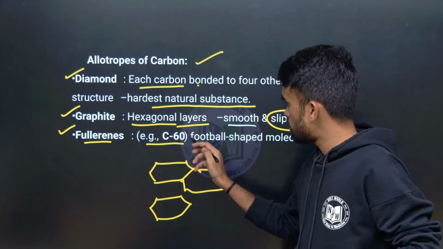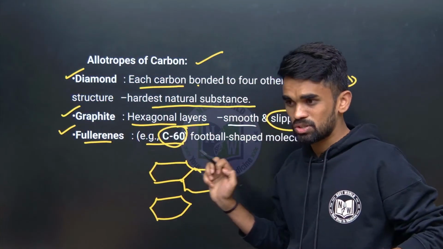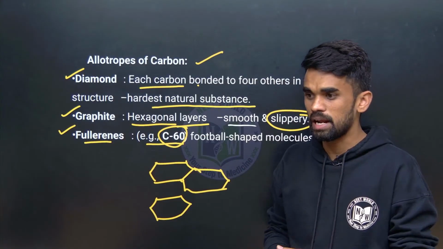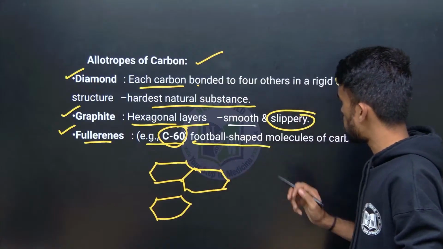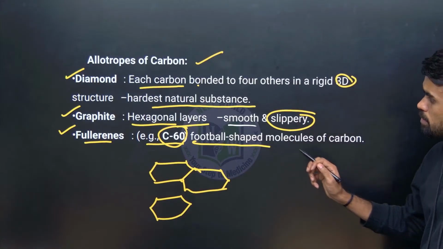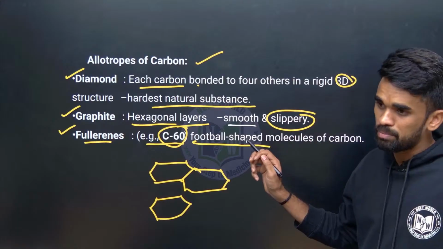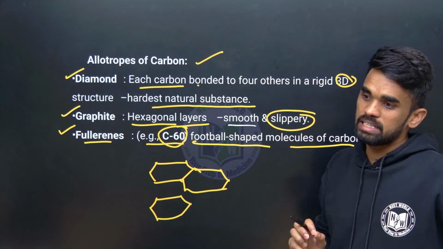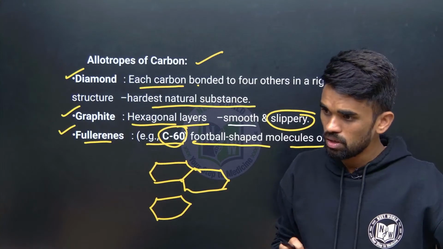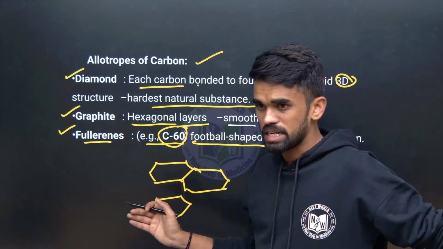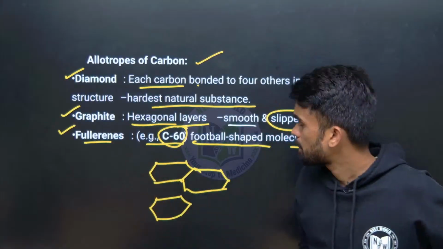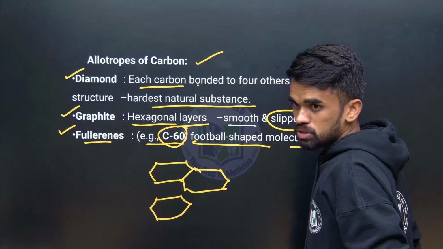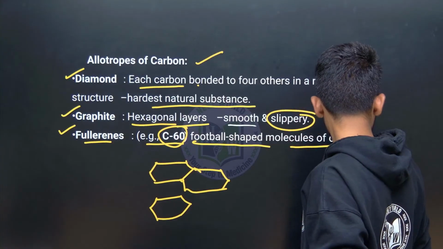It will have 60 carbons, so we can say C60, or sometimes C70, C80 will be there, like this. So it will be football shaped. We can also call them Bucky balls or Buckminster fullerene. These are used in cancer therapy, and there are many other applications for these fullerenes, like nanotube applications.